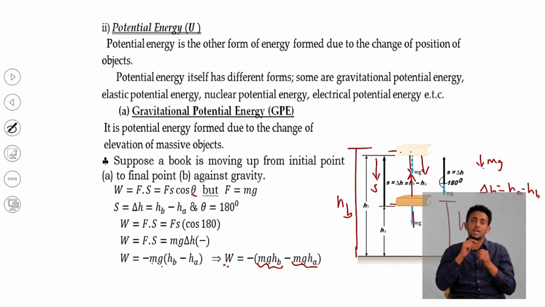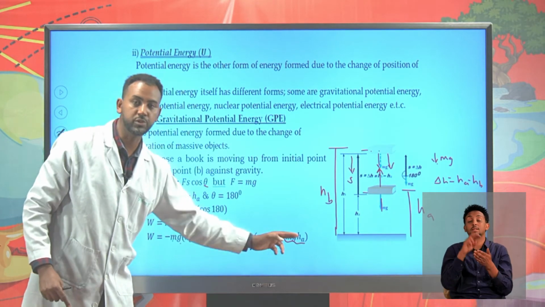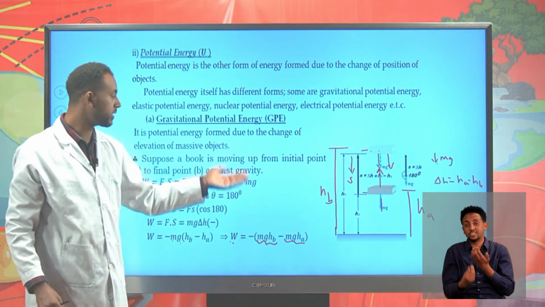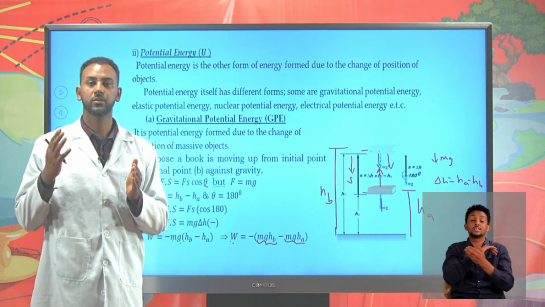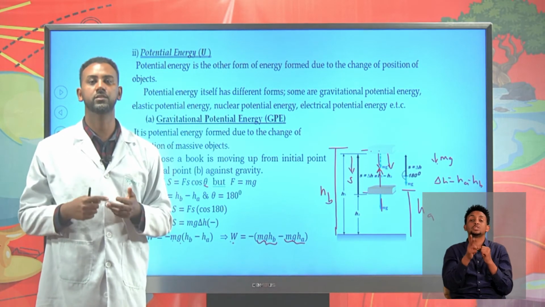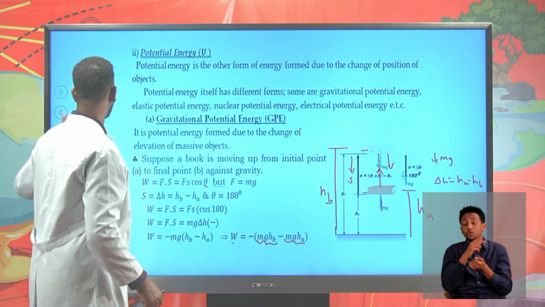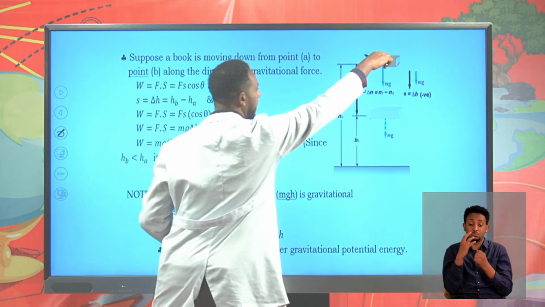The ability and the capacity to do work is known as energy. So the energy which appears due to the change of position is known as potential energy, gravitational potential energy in this case. Previously, the ability to perform work was due to the change of velocity. That energy is known as kinetic energy. But here, the change of position gives the potential energy, known as gravitational potential energy.